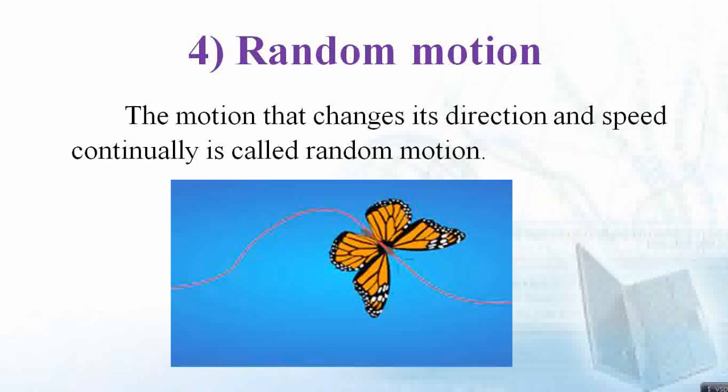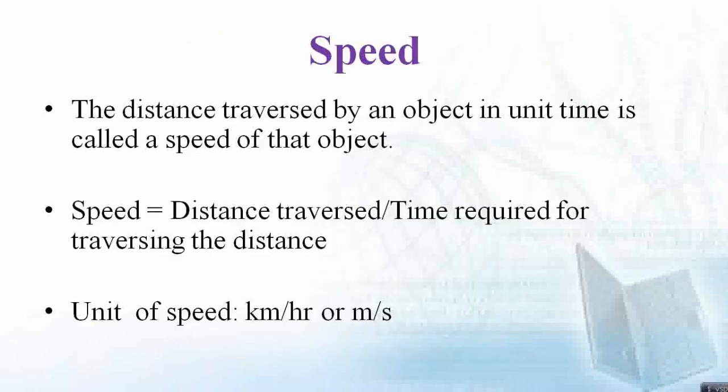Now, here is one more concept that we are learning in this chapter. It is speed. The distance traversed by an object in unit time is called the speed of that object. So, what have we understood? Take any object that has moved a certain distance. The distance covered in a unit of time, we call it speed.